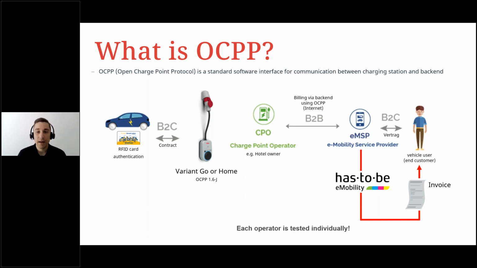So therefore, let's assume the first example so that you get some hint for the OCPP and where it is used. We have here our example. So let's assume you want to charge on a public place, so public charging.